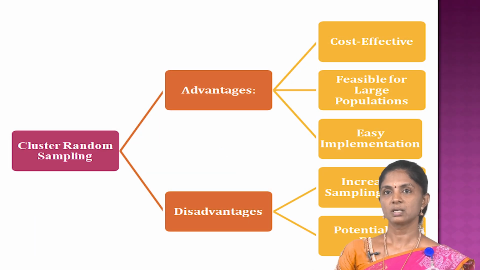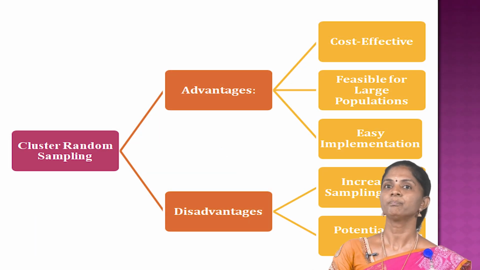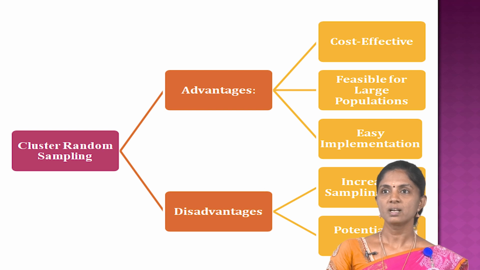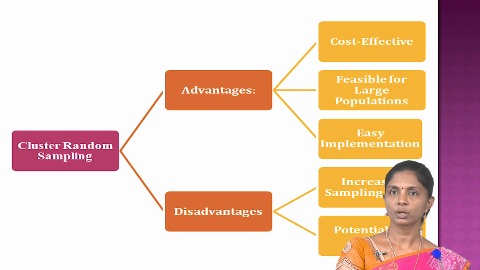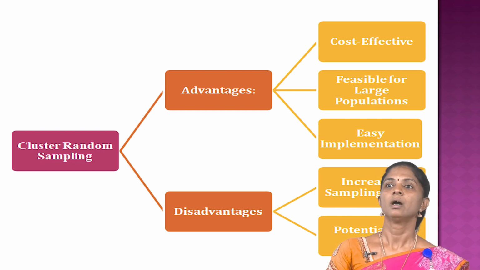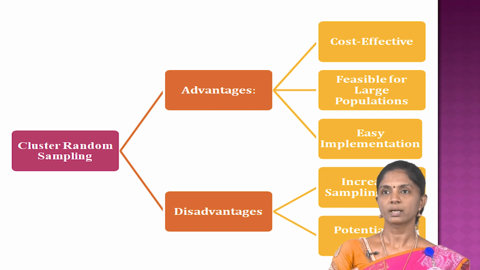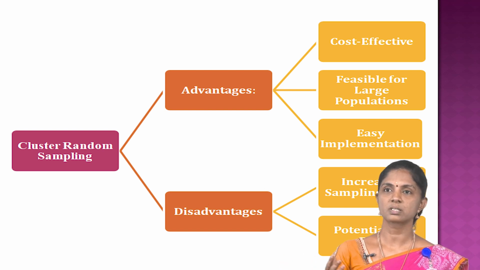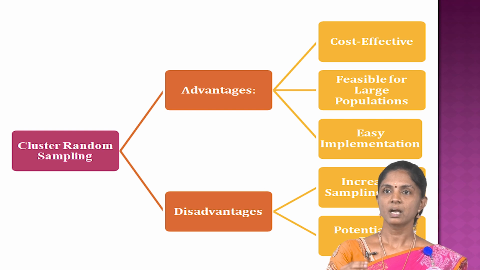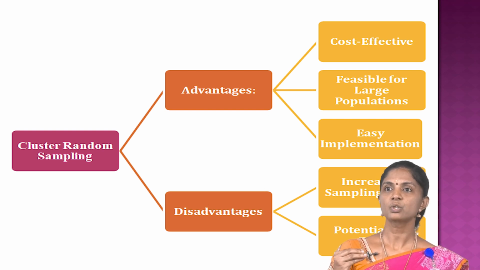What are the advantages and disadvantages of cluster random sampling? The cluster random sampling is cost effective. It reduces travel and administrative cost by concentrating the sample in certain locations. Feasible for large population. Practical for large population spread across a wide area. Easy implementation. Cluster random sampling is similar to administrator.